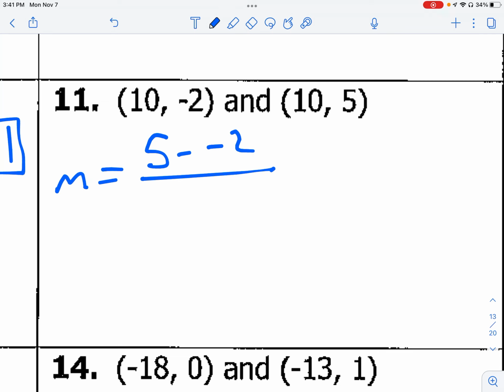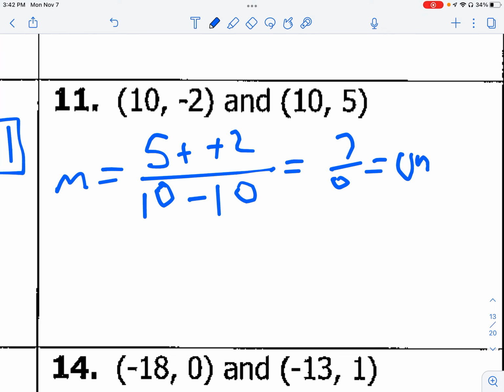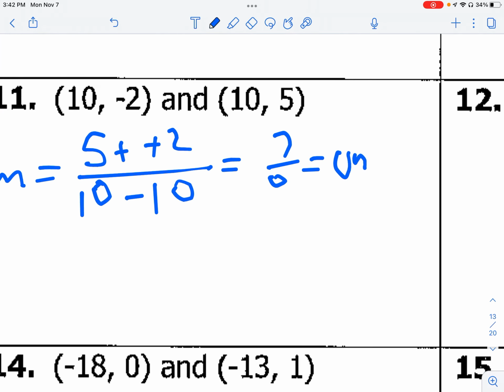All right, so we got 5 minus a minus 2 and 10 minus 10. And we can all see where this is going. So we get 7 over 0. We don't know how to divide by 0. So it is undefined.